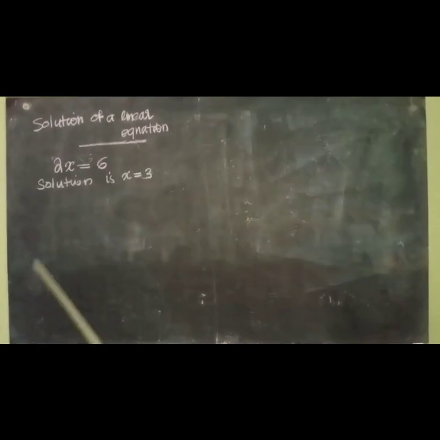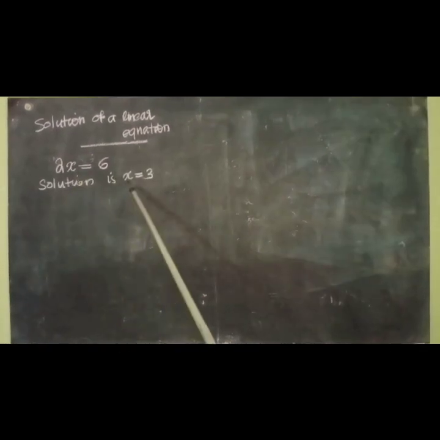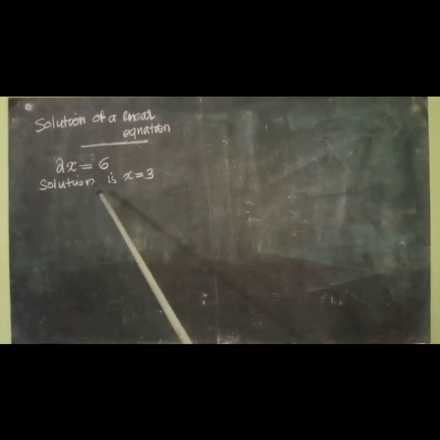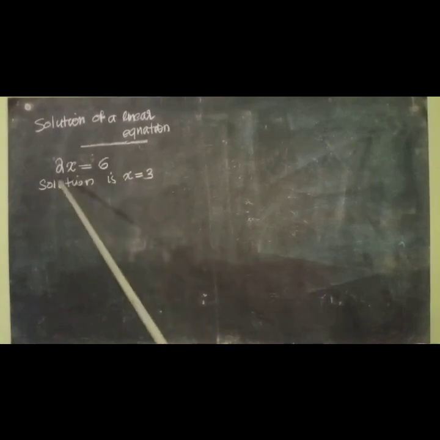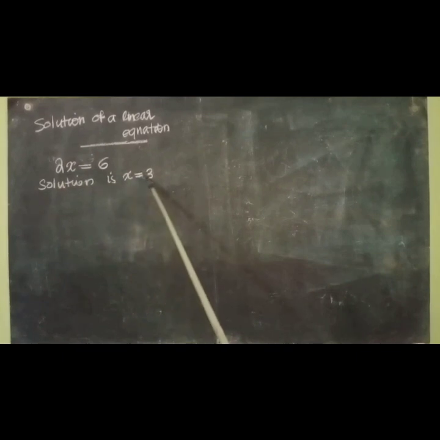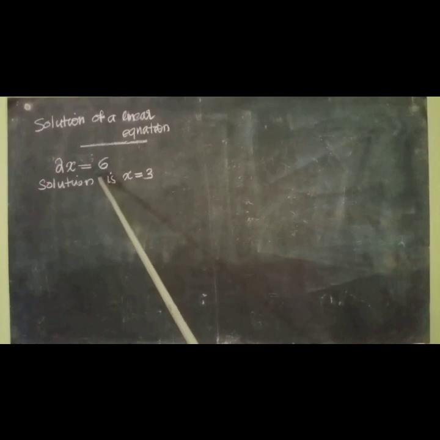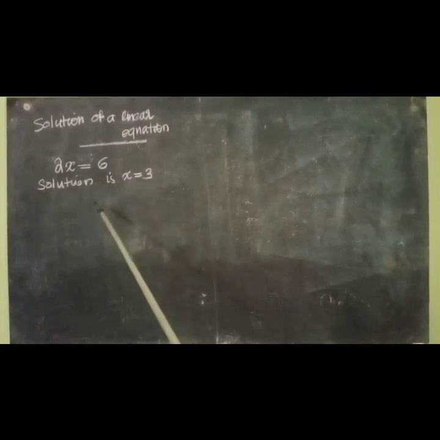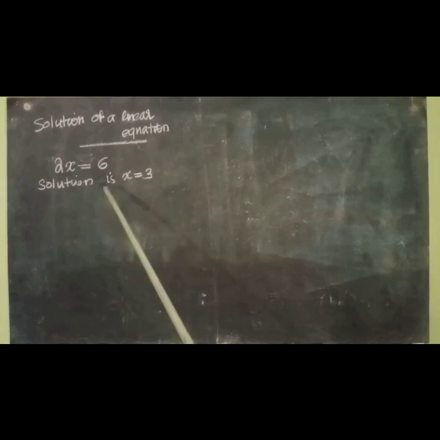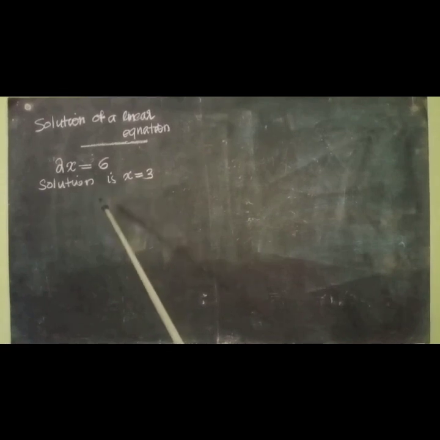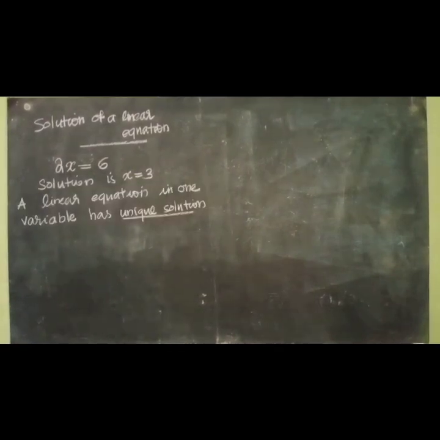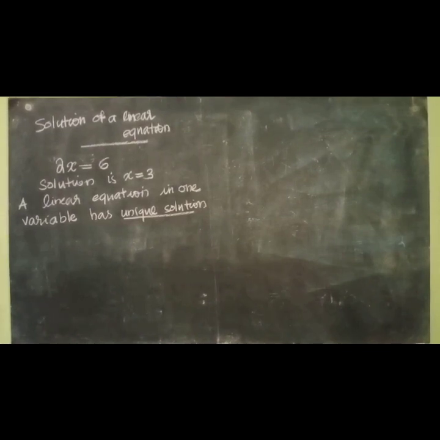Can you find any other solution for this equation? We cannot find any other value for x satisfying this equation. x equal to 3 is the unique solution. So a linear equation in one variable has a unique solution. Unique solution means only one solution. Now let us discuss the solution of a linear equation in two variables.